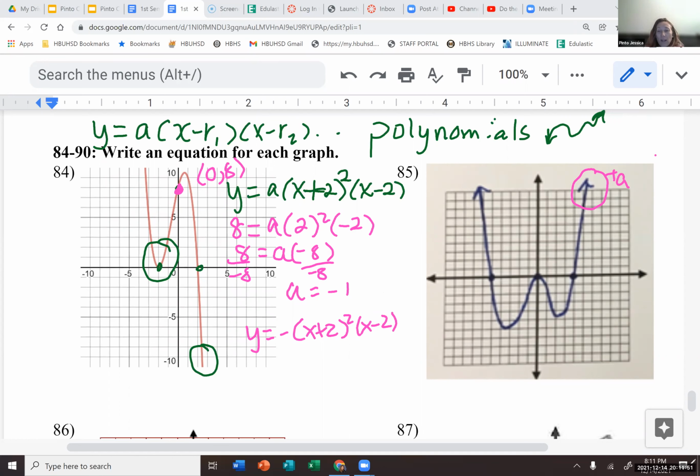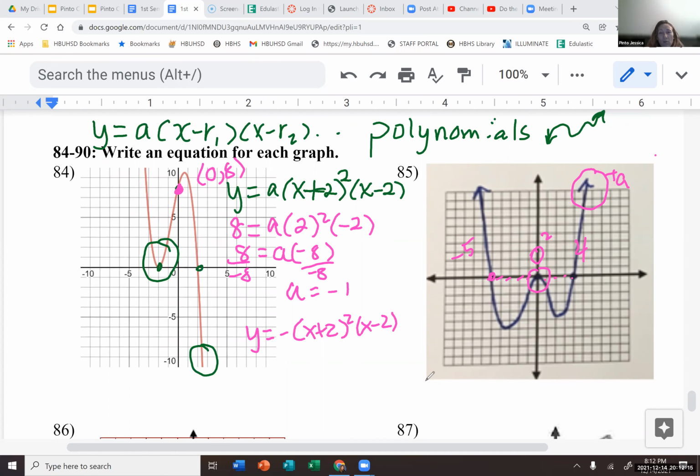So writing the equation, I'm going to use x minus r1, x minus r2 again. So this is a little bit hard for me to see. Negative 1, 2, 3, 4, 5. Negative 5. Then at 0, we see a bounce. So I'm just going to say 0 squared. And then we're at 1, 2, 3, 4. Okay.